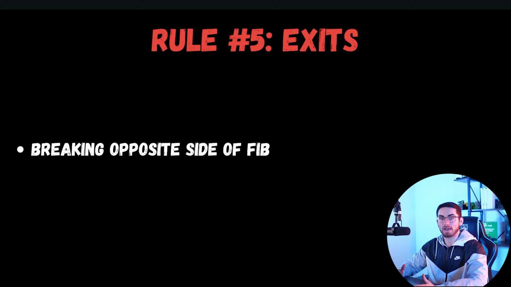Now, rule number 5 are exit points. Typically, I will look to exit the position if price starts to break on the opposite side of the fib, because if price is truly making a retracement, it's going to react at those fib levels. And if it starts breaking on the opposite side, it's more than likely not a retracement and it's going to continue to go in that direction. So an immediate exit for me is if price starts to break on the opposite side of the fib and show strength on the opposite side.